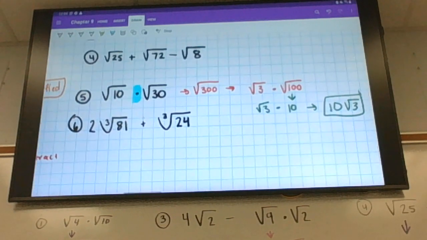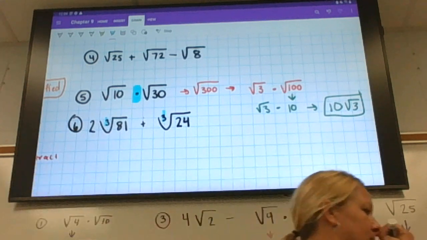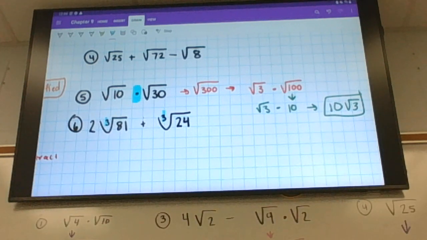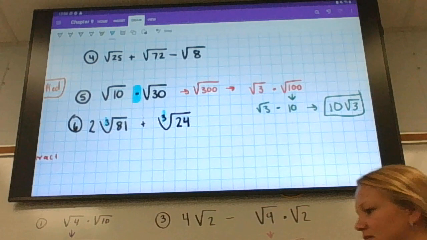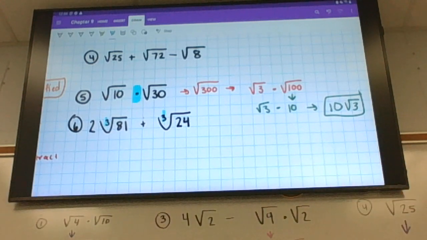Alright, number 6. Number 6 is also different from the rest. What's special about number 6? It has a 3. We got cube roots. I know my cube roots. So here we go.